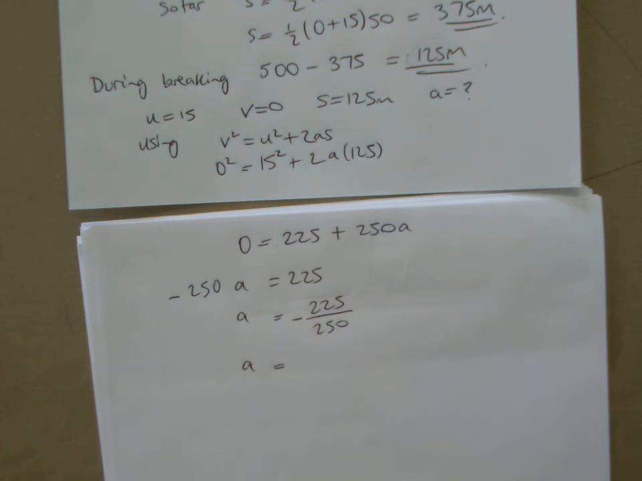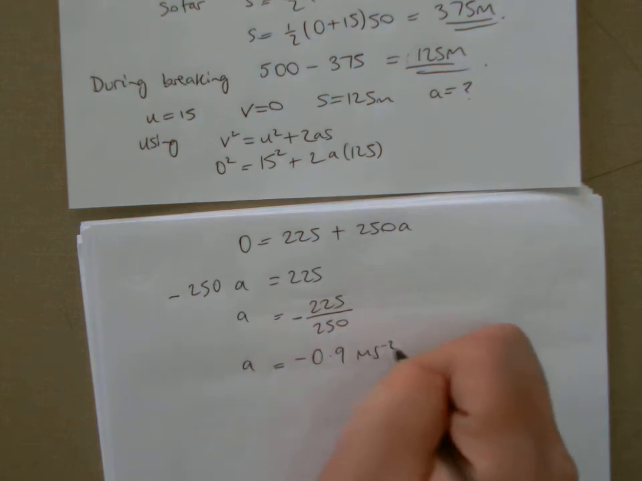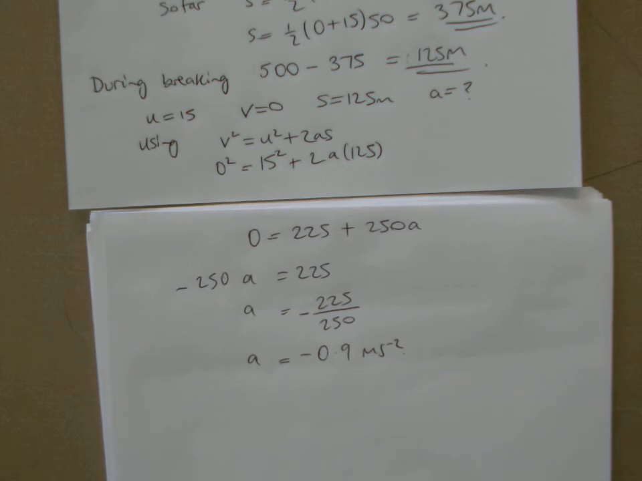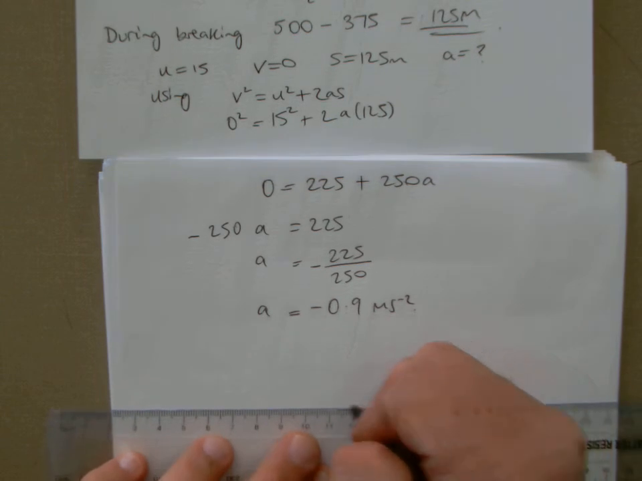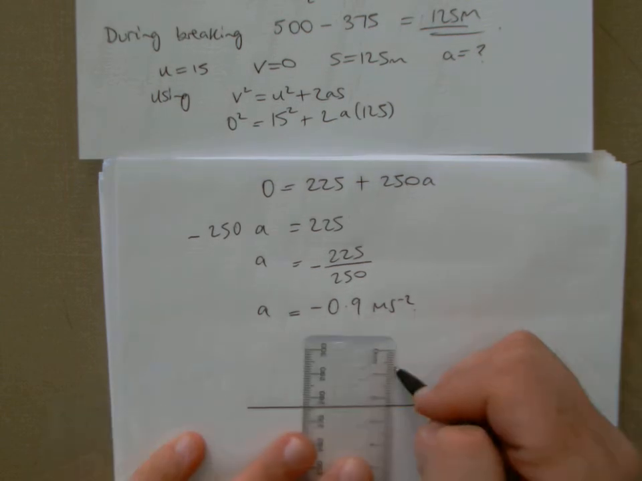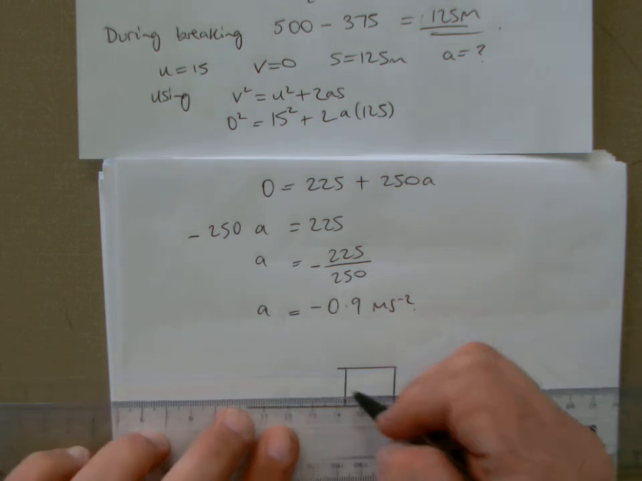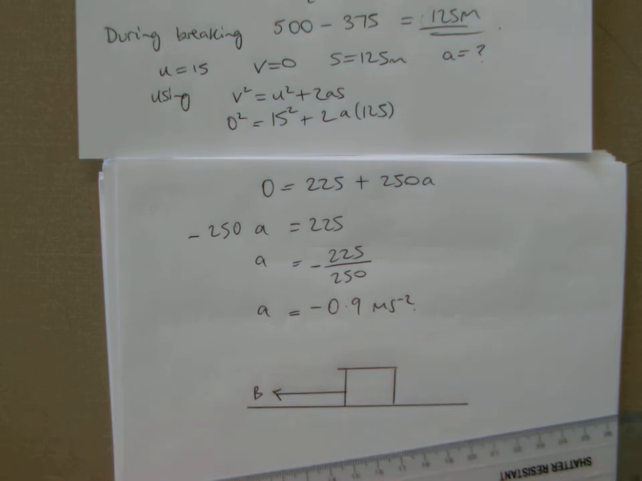So you get minus 0.9 meters per second squared. It's minus because remember now it's decelerating. Now, what we need to appreciate is we can use Newton's second law to work out what this constant braking force is. So another sketch is really helpful. We can call this braking force B if you want.